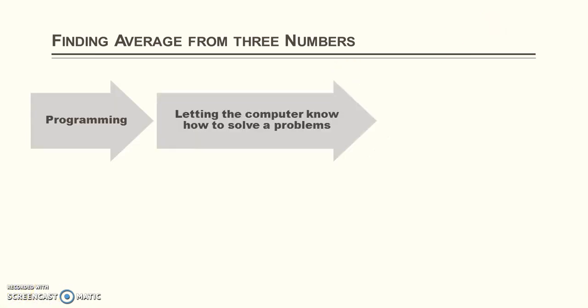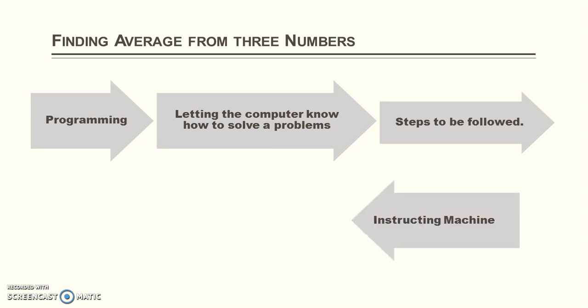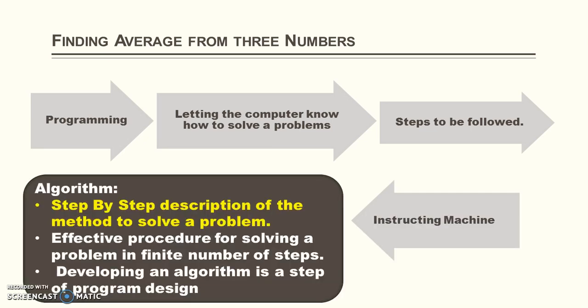So we can say programming is nothing but letting the computer know how to solve a problem. We are giving a sequence of steps to a computer, that means we are instructing a machine. So we can define an algorithm as a step-by-step description of the method to solve a particular problem. It is an effective procedure for solving a problem in a finite number of steps. So developing an algorithm is nothing but the steps of program design.